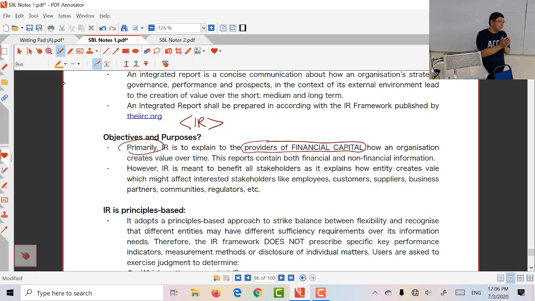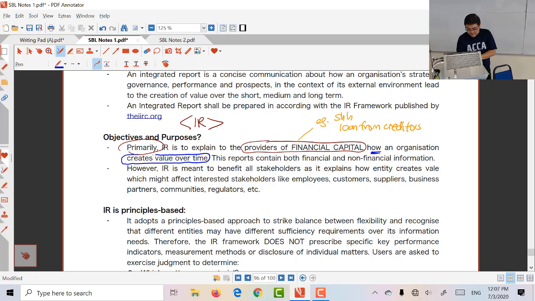Who do you think are the providers of financial capital? Shareholders? Only shareholders? What kind of investors? I know investors. What kind of investors? Creditors, yeah. So, for example, it could be shareholders. It could be loans from creditors. How they create value overnight.